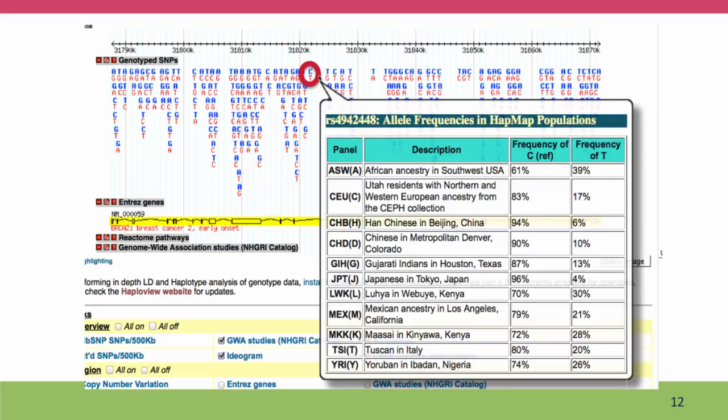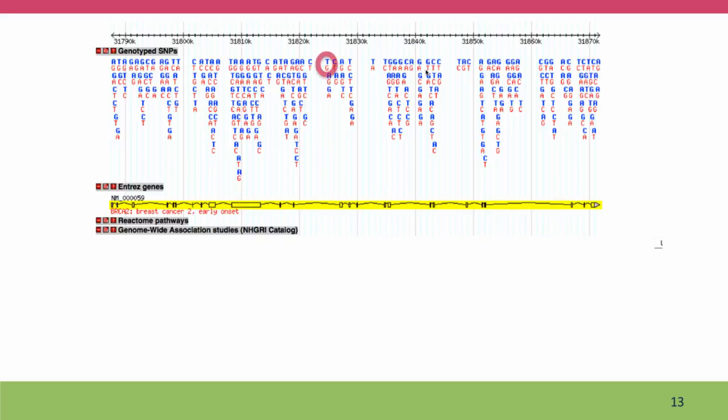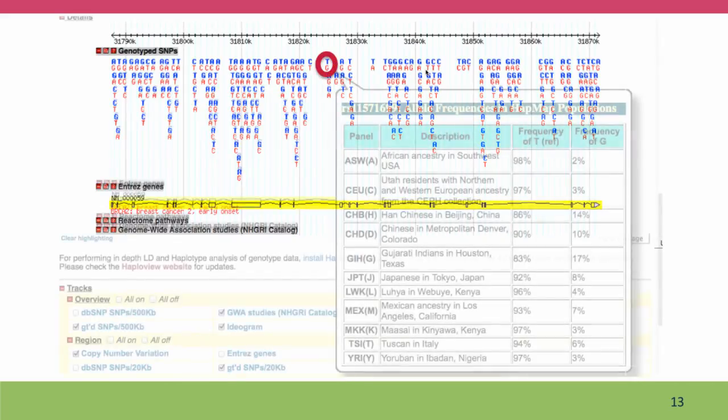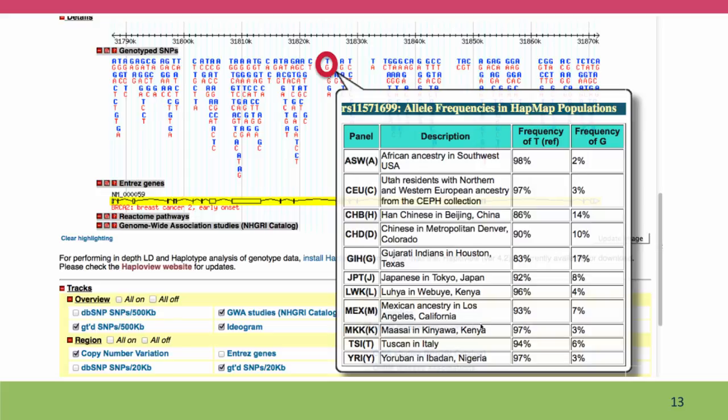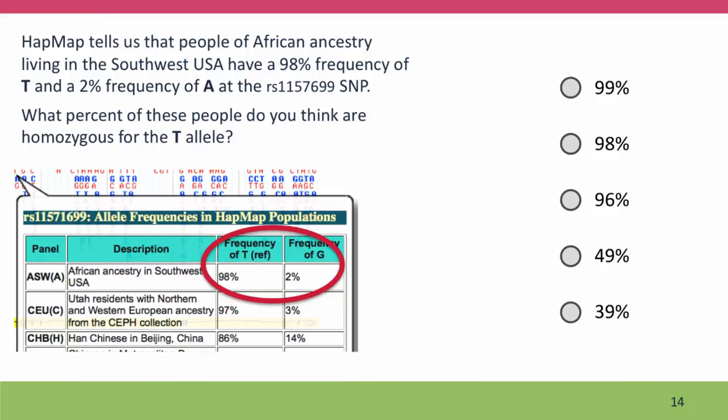Now we can mouse over another SNP, another position in the gene, and we will get different frequencies, different distributions in the same 11 populations. Now, there's one more thing that we can do with HapMap, but before I do that, I want you to think about, again, thinking back to a question that we dealt with in Module 1 in Lecture 1.0, and that is converting the frequency of alleles into a predicted frequency of diploid genotypes.